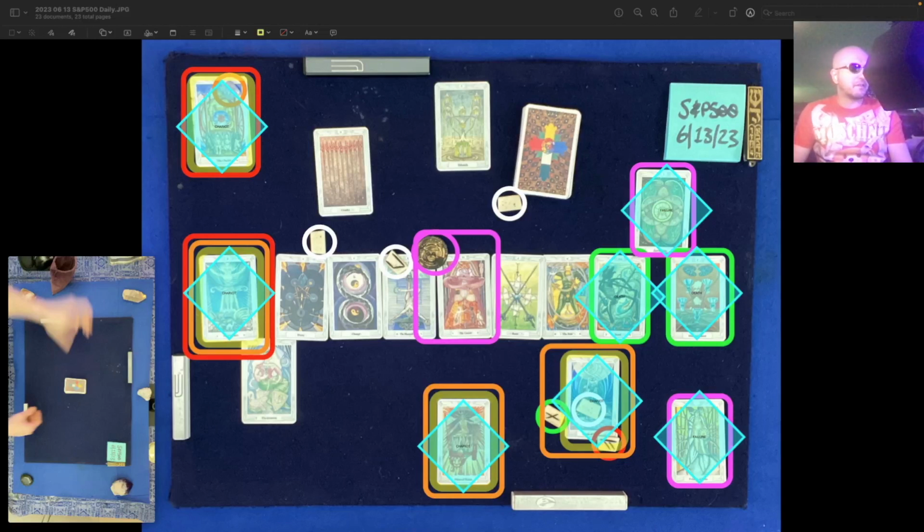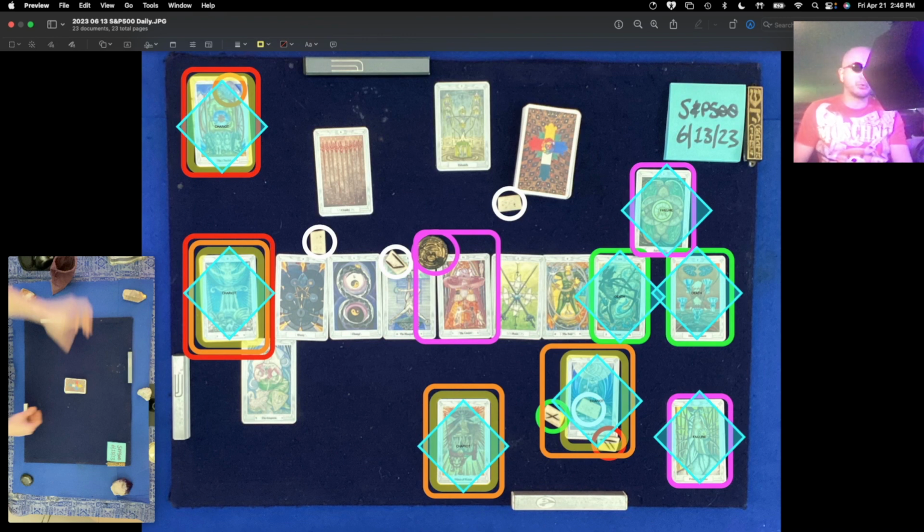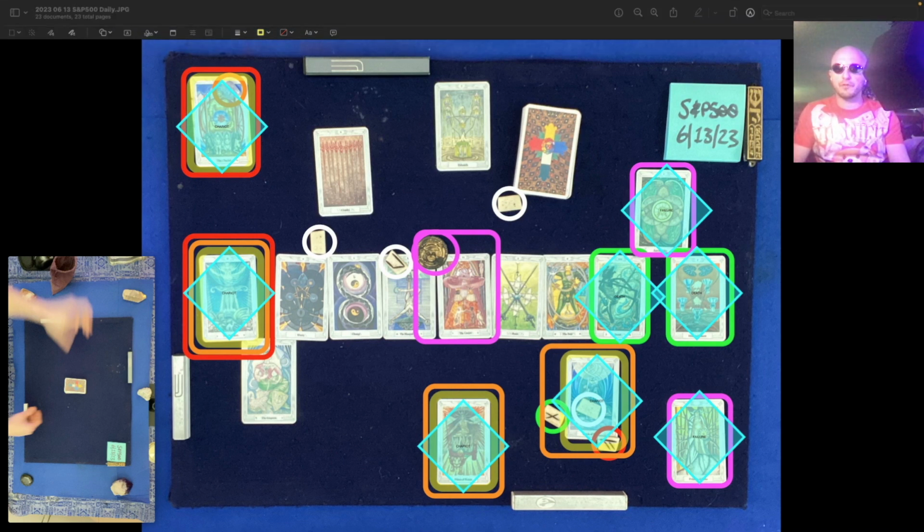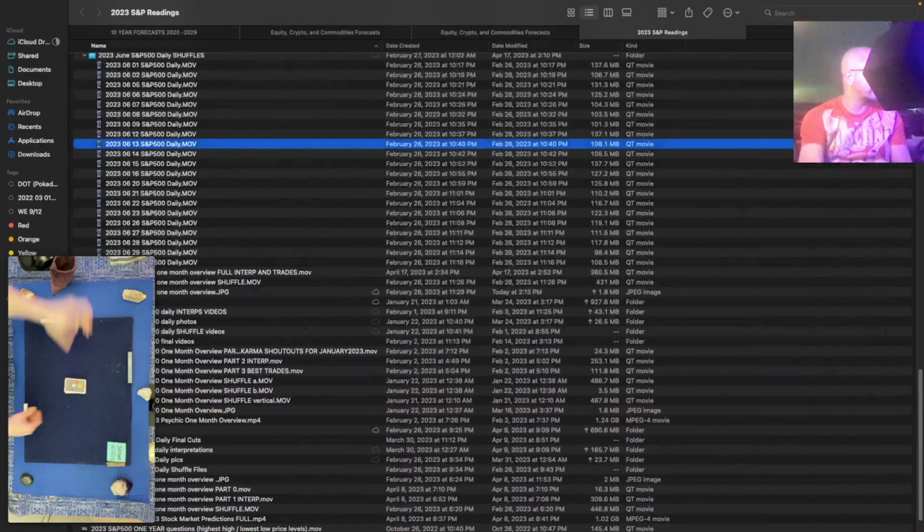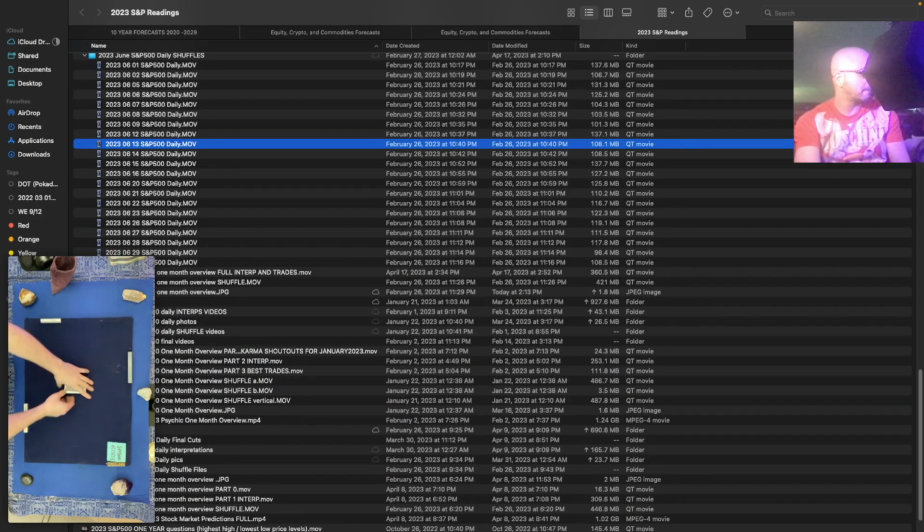This is the S&P 500 one-day reading for June 13th, 2023. It's currently April 21st, 2023, 2:46 p.m. Eastern Time. The shuffle file we're about to play was created on February 26th, 2023 at 10:40 p.m. Eastern Time. That's this file right here.